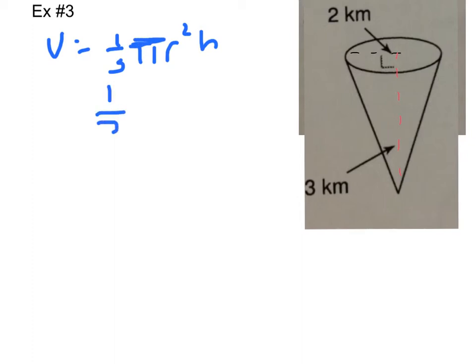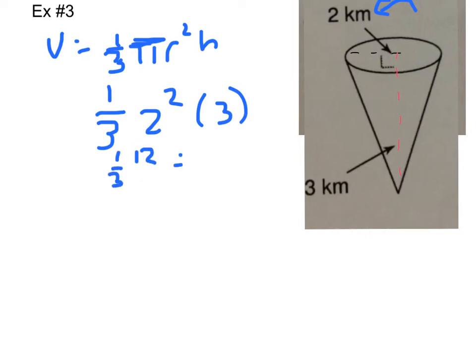1/3 is 1/3. R is the radius. In that case, it's right there. That's a 2, so it's 2 squared. Height is 3. So pretty simple. 2 squared is 4. 4 times 3 is 12. It's 12, and it's a 1/3 of 12. 1/3 of 12 is 4. So in this case, it's 4 kilometers cubed because it's volume. Then I'm going to move to surface area.